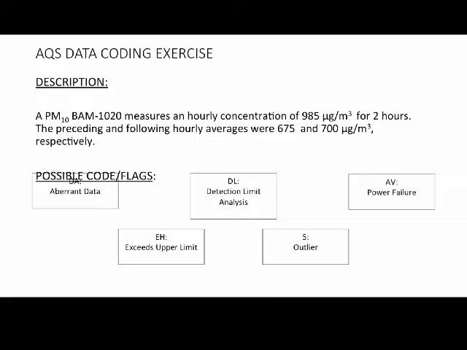Okay, next scenario. A PM10 BAM 1020 measures an hourly concentration of 985 for 2 hours. The preceding and following hourly averages were 675 and 700 micrograms per cubic meter, respectively. And you've got a minute starting now. Okay, you've got 15 seconds.